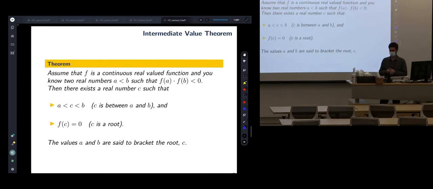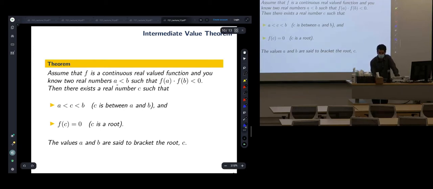There's a theorem in calculus. It has a name. It's called the intermediate value theorem. It's a very intuitive theorem. It says that if your function is over an interval from a to b, if you take a and b and evaluate your function, f of a and f of b, and if you multiply them, if the sign is negative, then there is a real number between a and b, you can call it c, such that c is the root of your function.